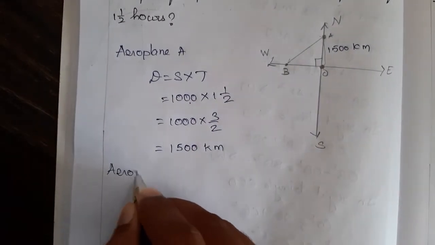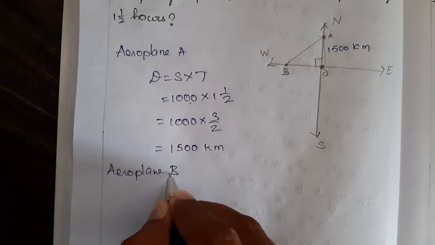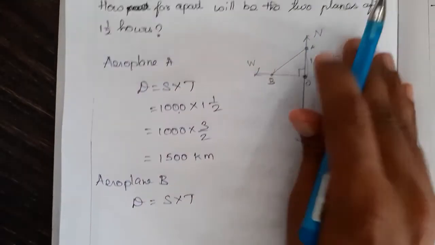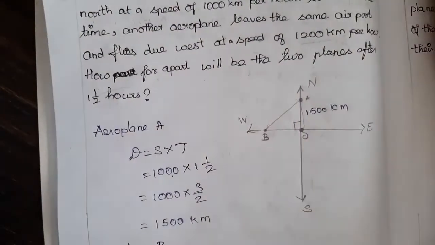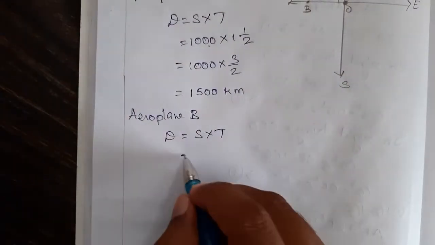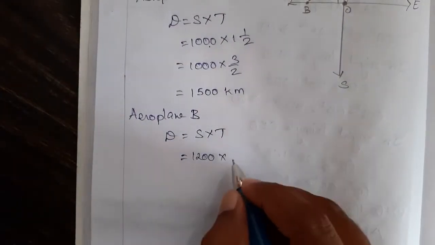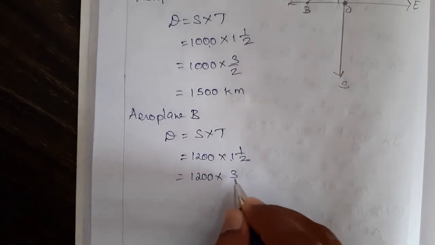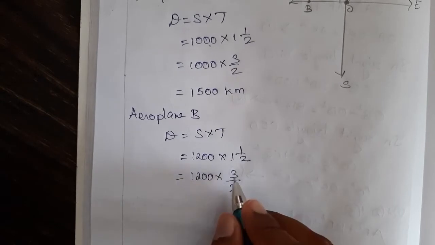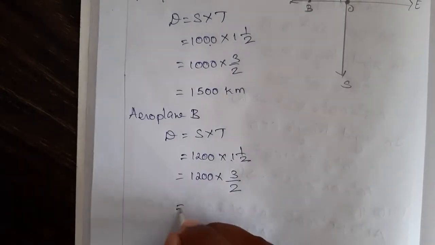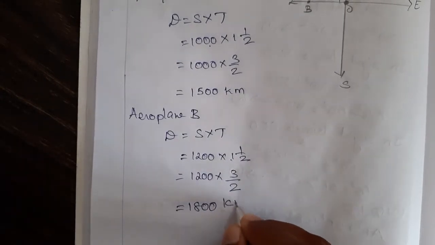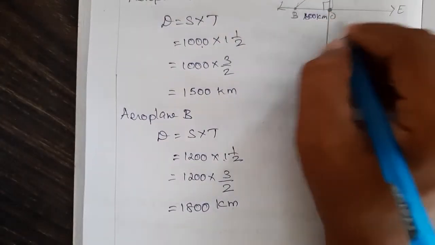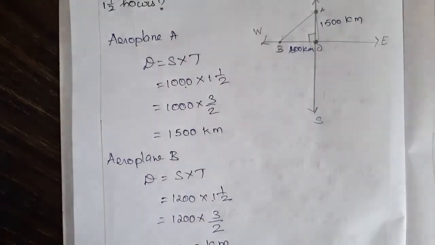So next, aeroplane B, the distance is equal to speed into time. What speed does it fly? It flies at 1200 kilometer per hour. The times are same. So 1200 into 3/2, I can write as 600 into 3, that is 1800 kilometers. So this is a 1800 kilometer distance. So now it is a right triangle. We can use the Pythagoras theorem.